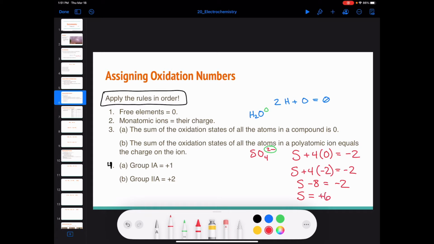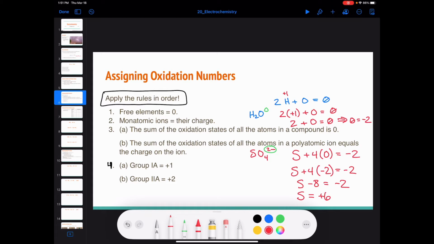Okay. We'll also learn in rule number 5 in just a moment that hydrogen likes to be a +1. Okay, so if hydrogen's a +1, then it would be 2 times a +1 plus oxygen has to equal 0. So that would be 2 plus oxygen equals 0. So therefore, oxygen must equal -2, right?